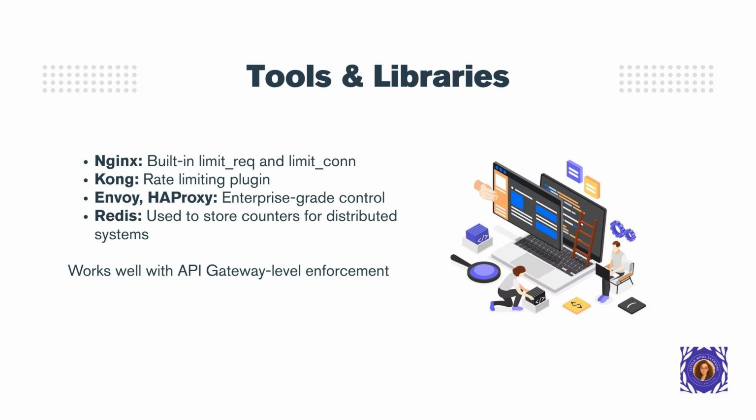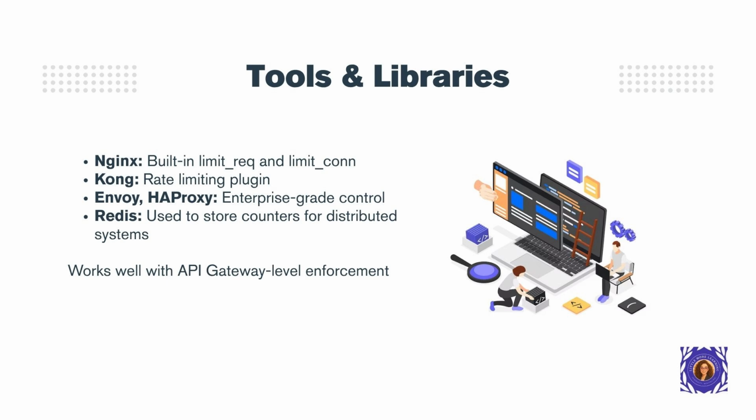Envoy and HAProxy. These are enterprise-grade proxies that provide highly sophisticated and flexible control over traffic, including advanced rate-limiting capabilities suitable for large-scale microservices architectures. They offer granular control over rules and integration with external rate-limiting services.